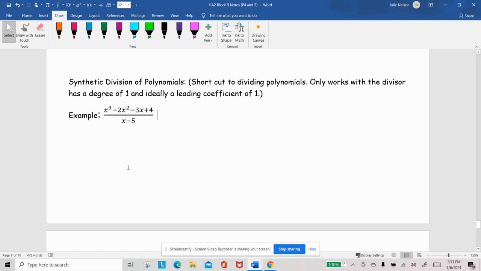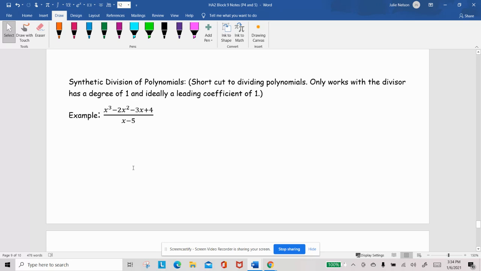Hello. I was hoping that we would have time in class to show you synthetic division of polynomials. Unfortunately, we just don't have the time. Synthetic division is a shortcut to dividing polynomials. Eventually, I will show you long division and synthetic division in more detail in class next time we meet.